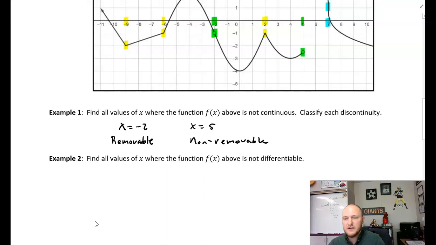Example number 2, find all values of x where the function f of x is not differentiable. So we kind of already talked about these two, right? x equals -2 and x equals 5. And that's because these are discontinuities.